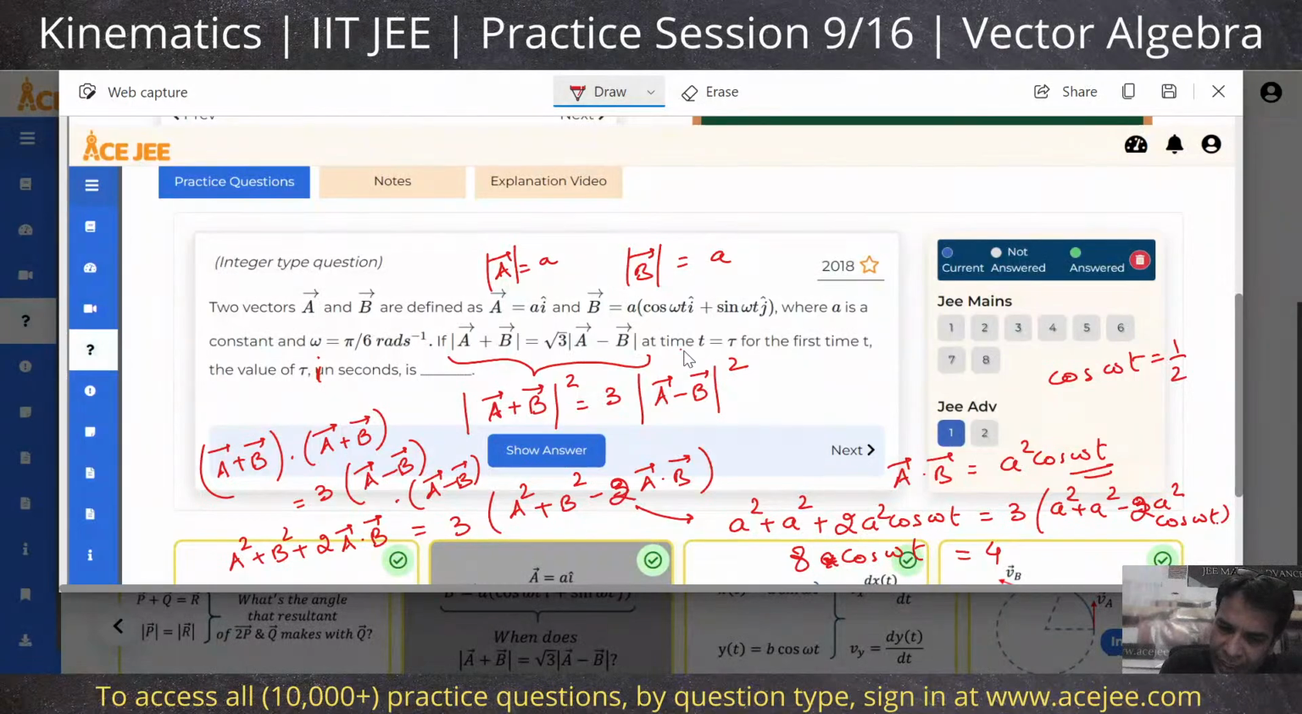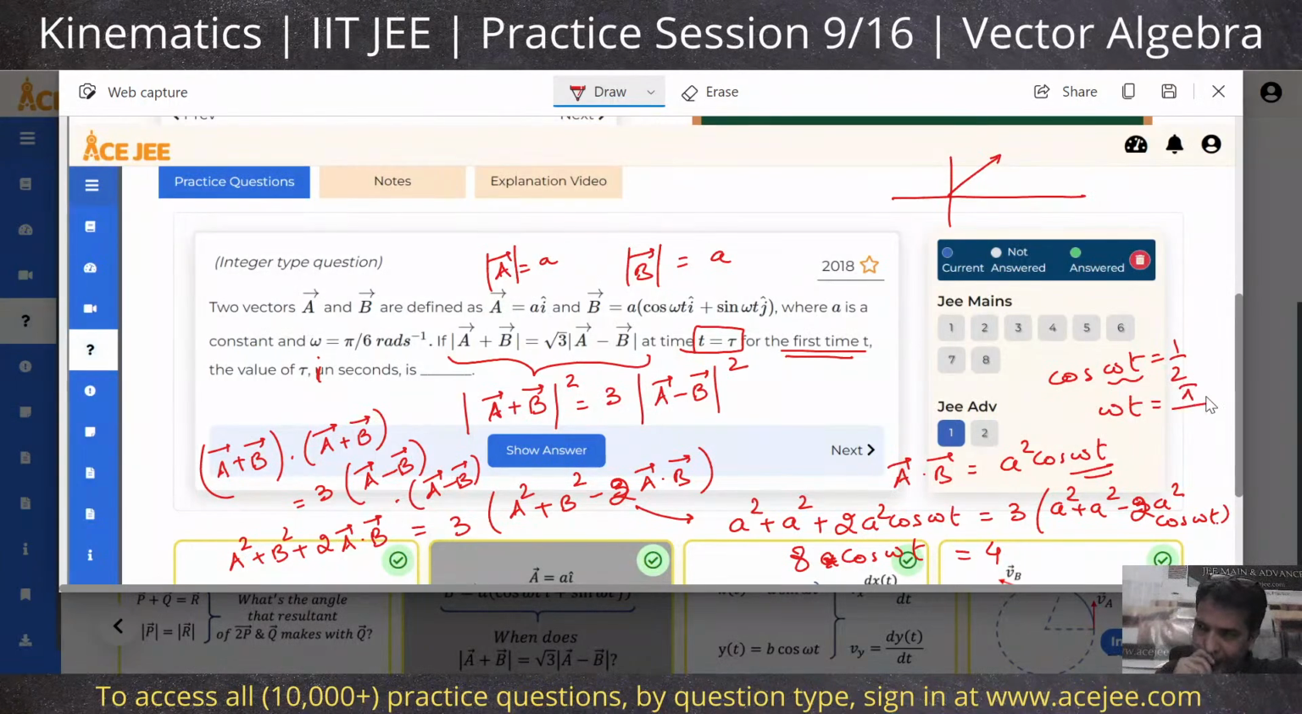It says at time t equals tau for the first time, starting from 0, right? So the angle is increasing from 0 to some angle. What is this angle? When omega t becomes equal to pi by 3. So t is equal to pi by 3 omega. And omega is pi by 6, so t is 2 seconds. Two seconds.